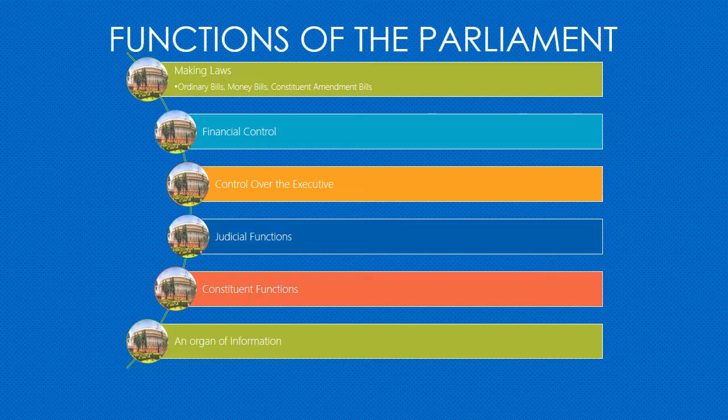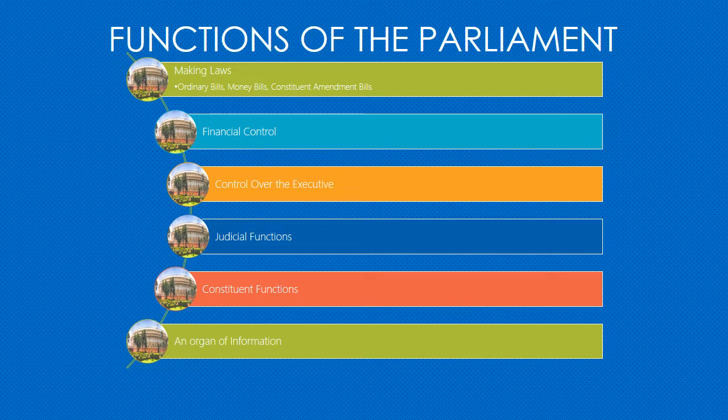Financial Control. The Parliament controls the finances of the government. The government presents the budget before the Parliament every year. Budget is the government's annual statement of a country's income and how it will be spent. The Parliament has the right to suggest changes. The Lok Sabha has the power to reject the budget completely.